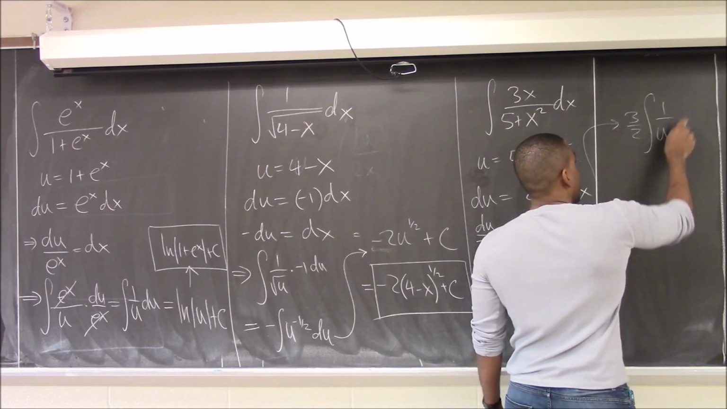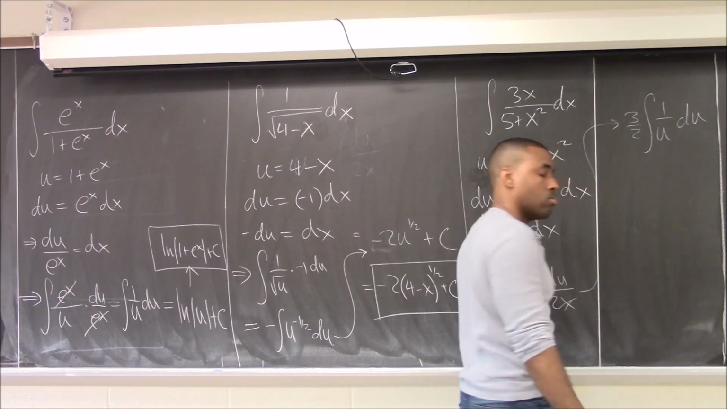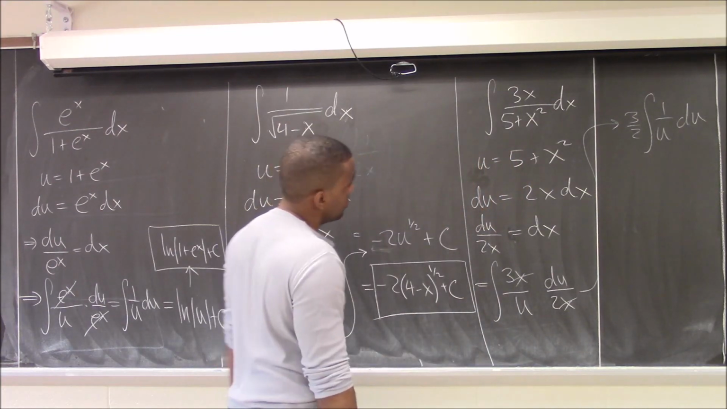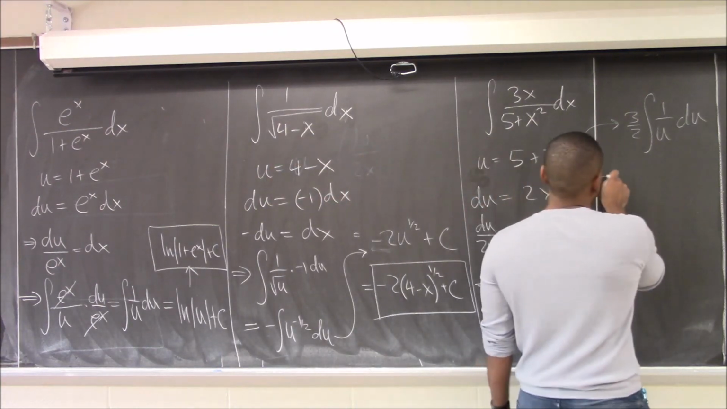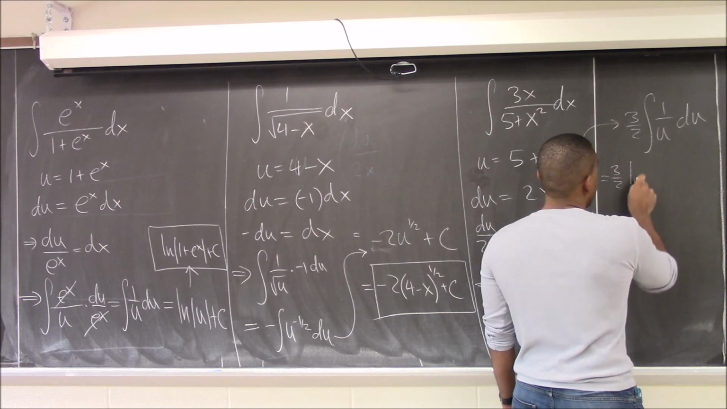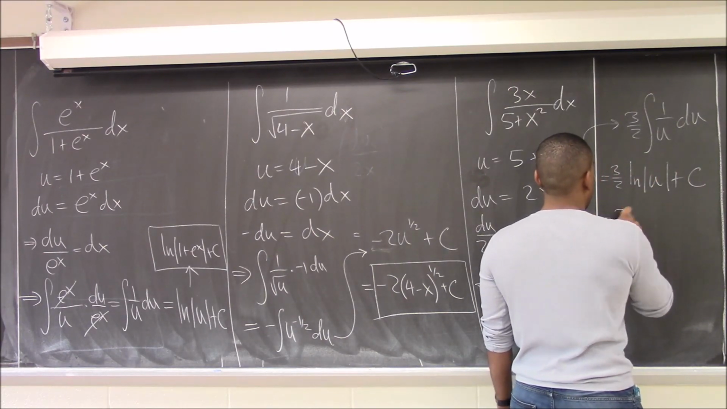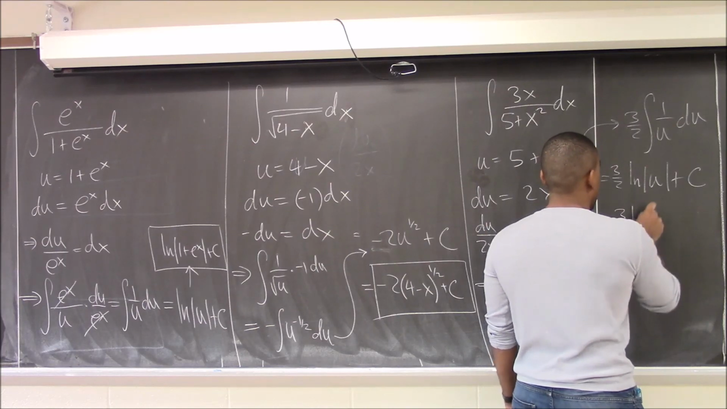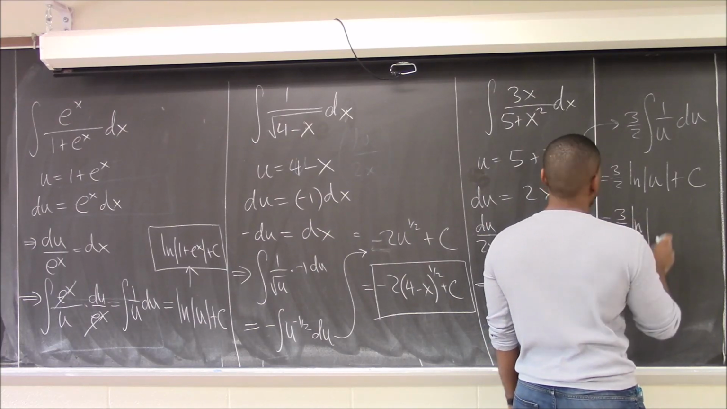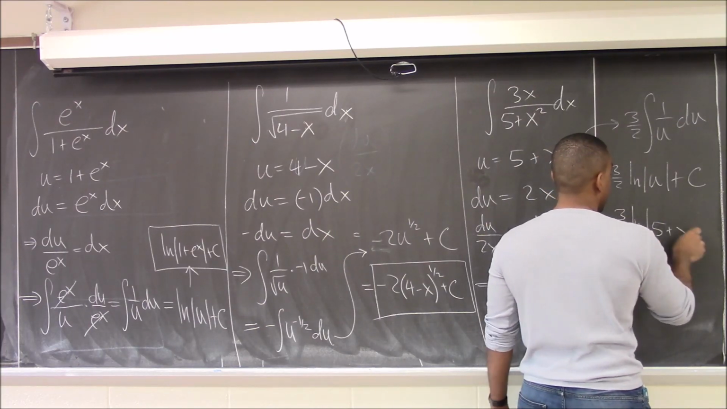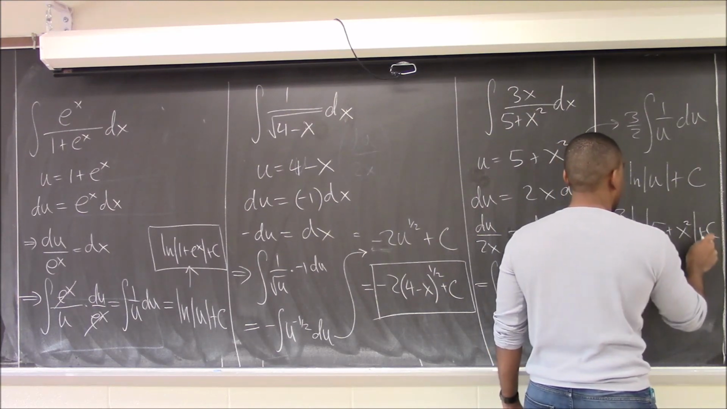This leaves us again with 1 over u du. Very simple integral. I can apply a basic rule here. This is 3 over 2 times ln of u plus c, which is 3 over 2 ln of 5 plus x squared plus c.